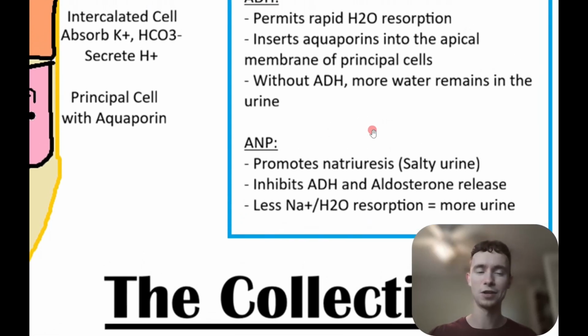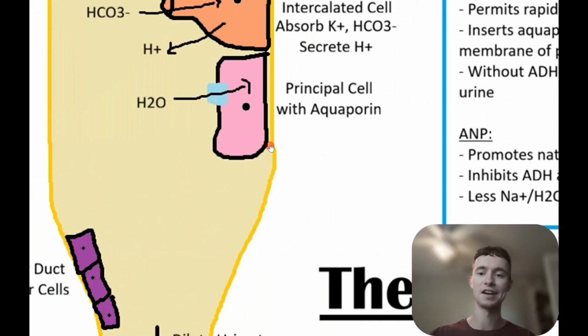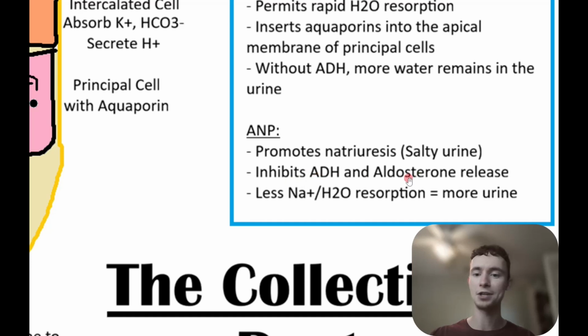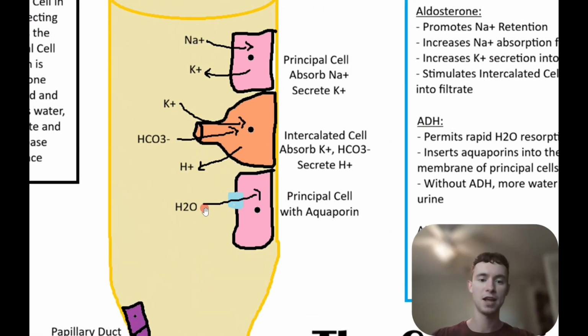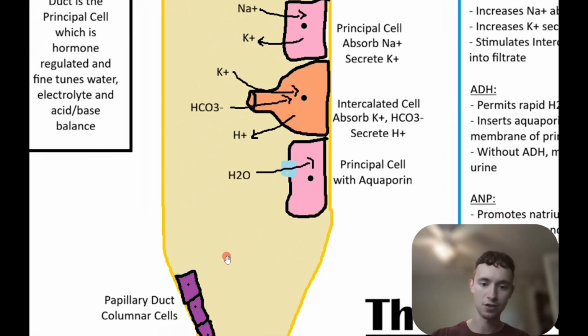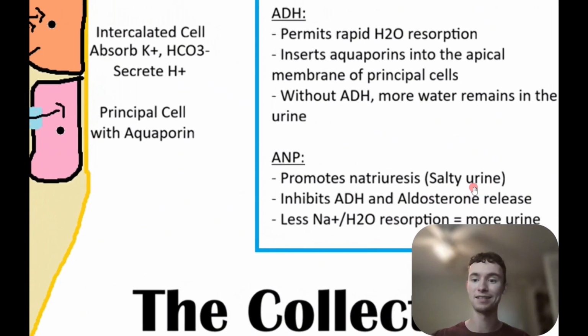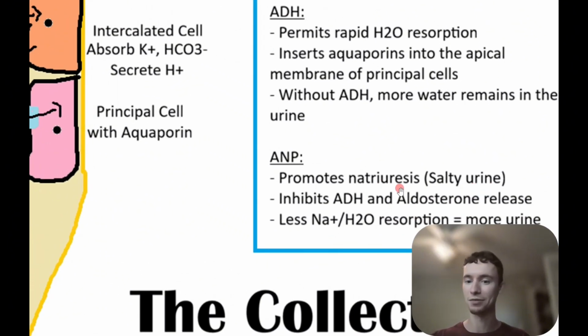If you look at the name natriuretic, natri meaning salt, etic meaning pee, it really means salty pee. So you're going to get salty pee. So if salt and pee are left in the urine here, it has to actually inhibit ADH and aldosterone. It inhibits these because you want to stop aldosterone from keeping sodium, and you want to stop ADH from keeping water. So it prevents your principal cells from absorbing the sodium and absorbing the water to keep water and salt in your urine, so you actually end up getting salty urine. So it actually promotes natriuresis, salty urine.